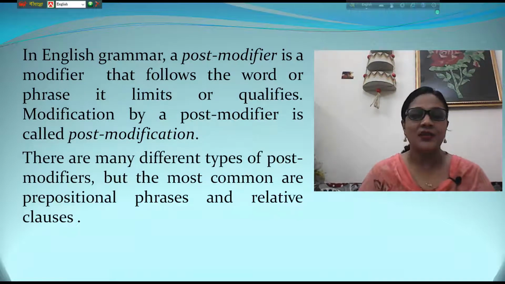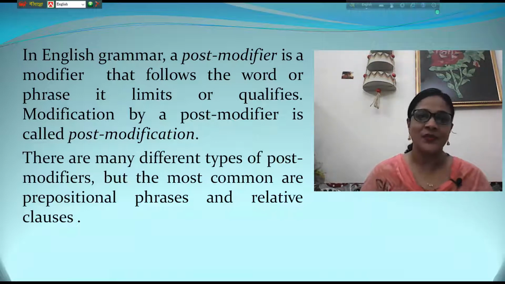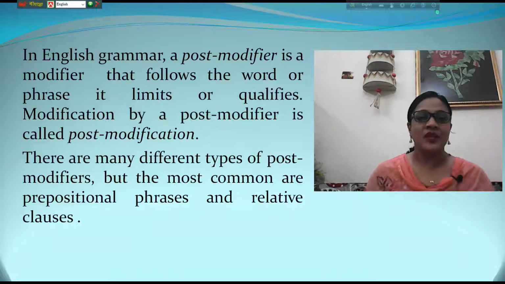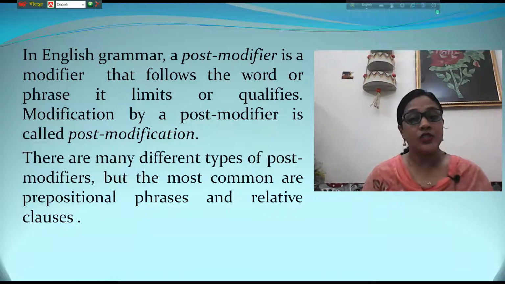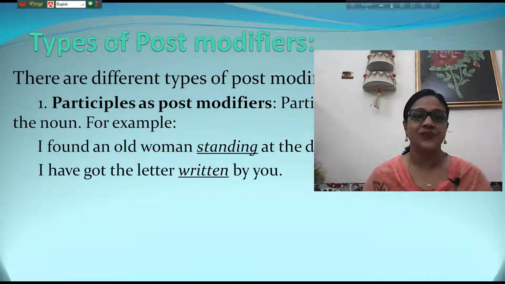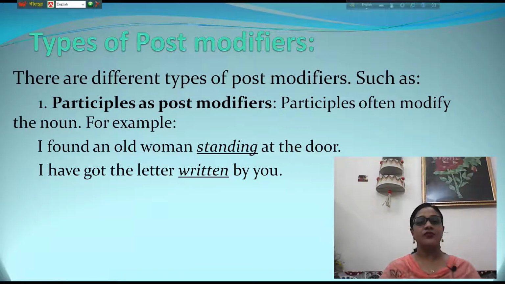In English grammar, a post-modifier is a modifier that follows the word or phrase it limits or qualifies. Modification by a post-modifier is called post-modification. There are many different types of post-modifiers, but the most common are prepositional phrases and relative clauses. Now, my dear viewers and learners, you see the types of post-modifiers, that is, in which way we should use them.